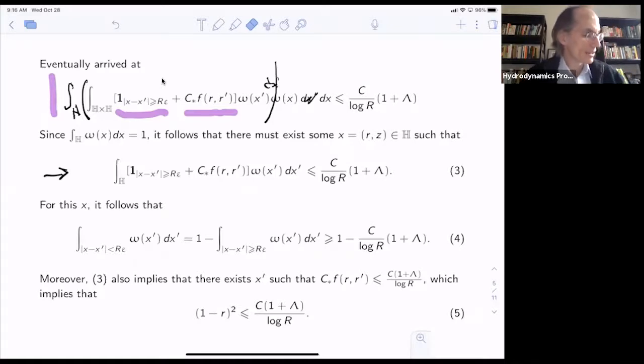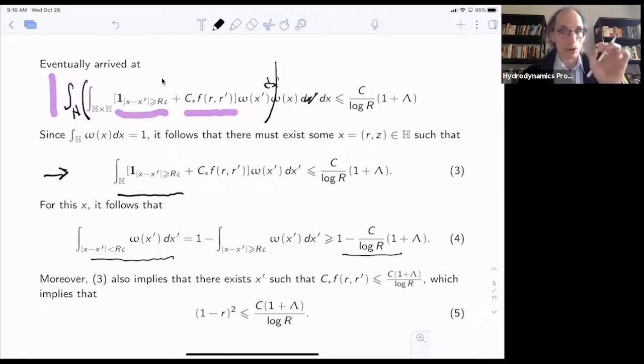Okay, and then for this x, on the one hand, we have an upper bound for this. So the integral over points x prime outside the ball of radius r epsilon around x is small. And that tells us that, since the total integral of omega is 1, the integral of omega within the ball is close to 1. Okay, good. And so we found a ball where the vorticity is concentrated.